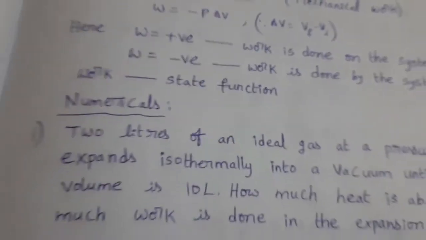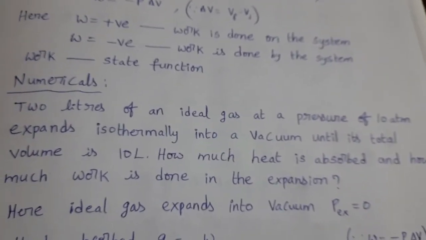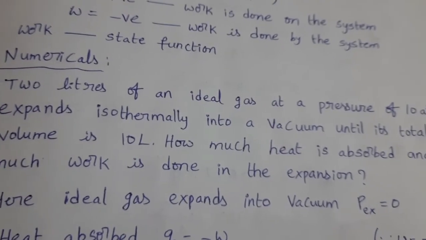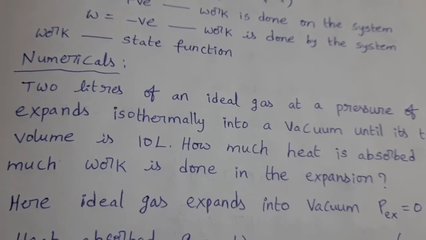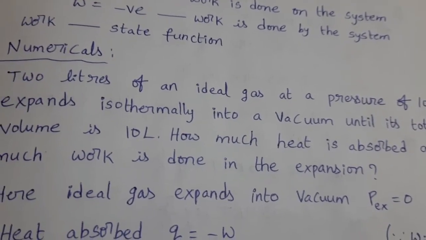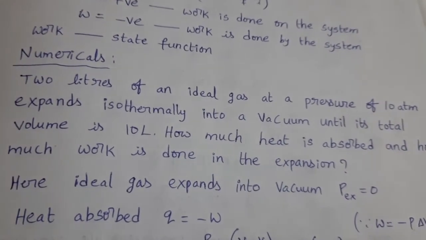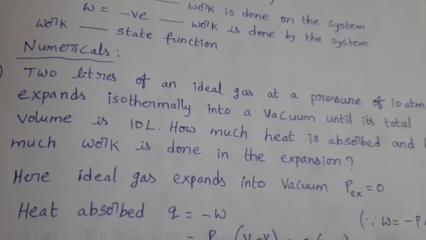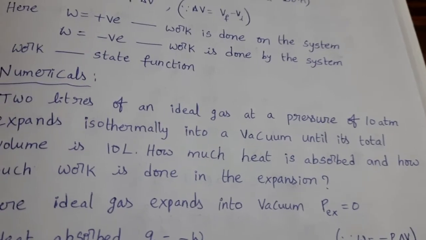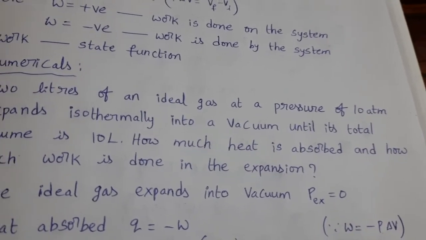See the numericals. 2 liters of an ideal gas at a pressure of 10 atmospheres expands isothermally into a vacuum until its total volume is 10 liters. How much heat is absorbed and how much work is done in the expansion? So initial volume is given as 2 liters, final volume 10 liters, at a pressure of 10 atmospheres.